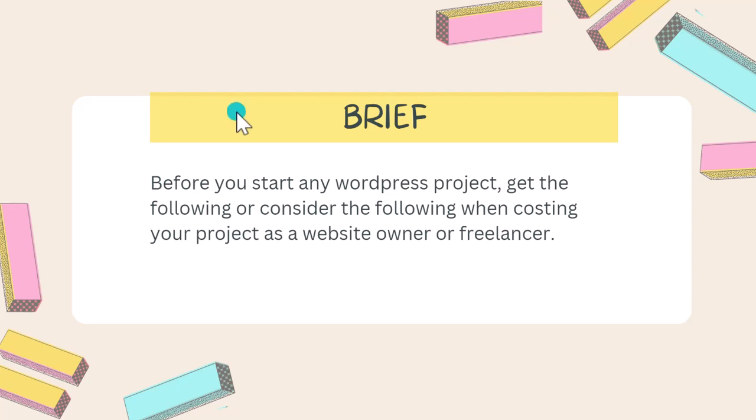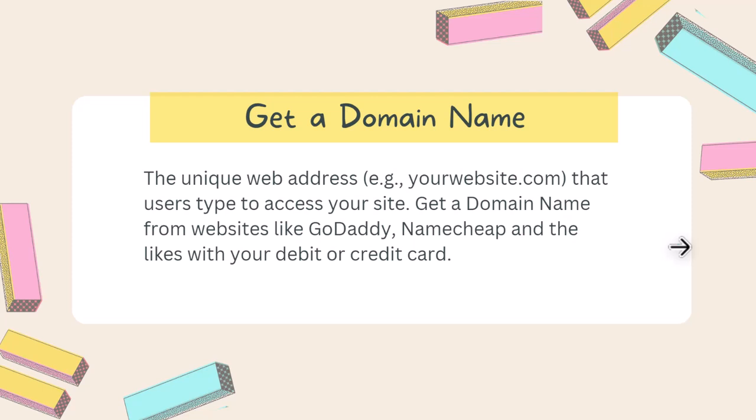So let's say you've taken this course and you understood the way WordPress works. You can easily build any website with WordPress and you want to take on a project. What are the things you need to do? What are the things you need to factor in when you're costing your project? The first thing is you need to get a domain name. You need to factor in the fact that you're going to get a domain name.